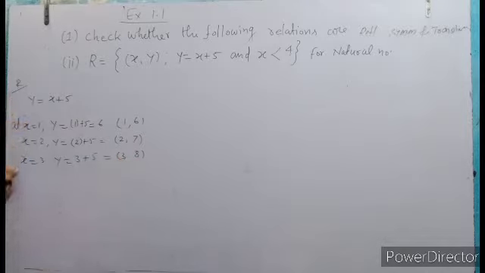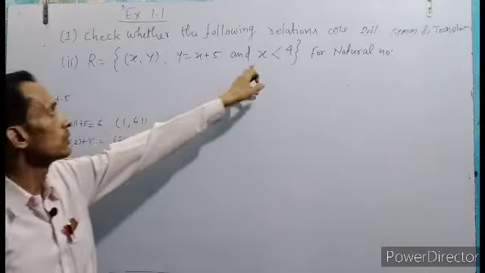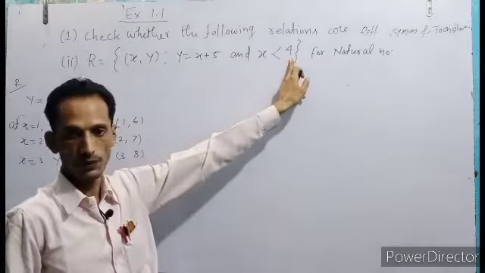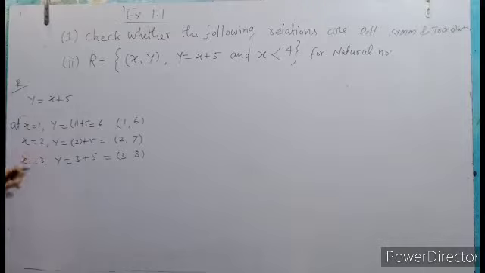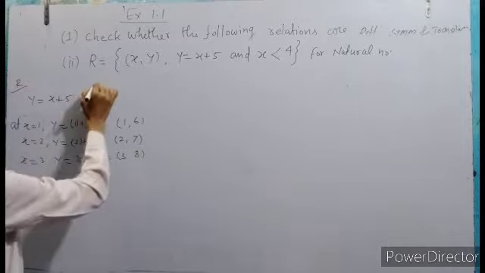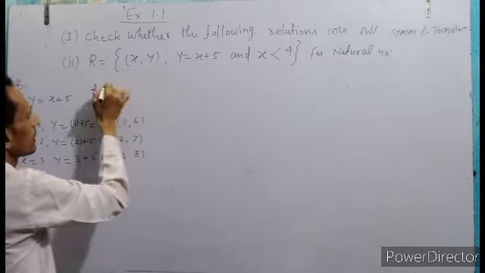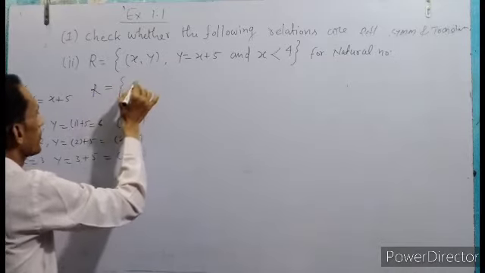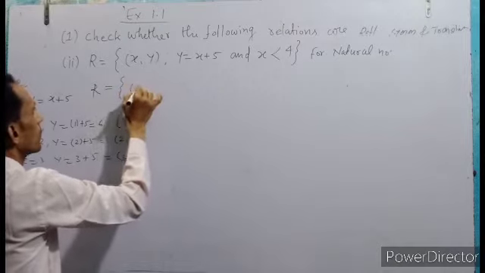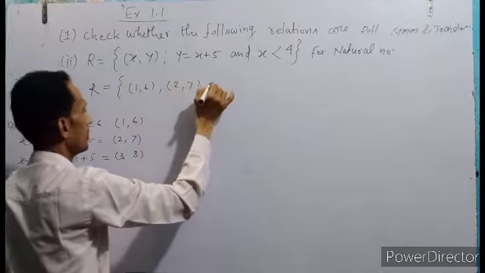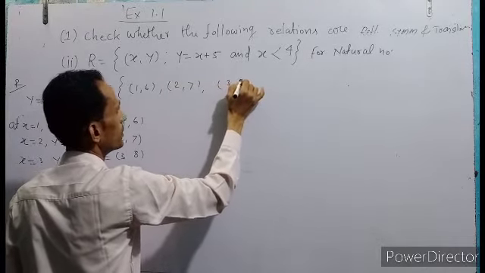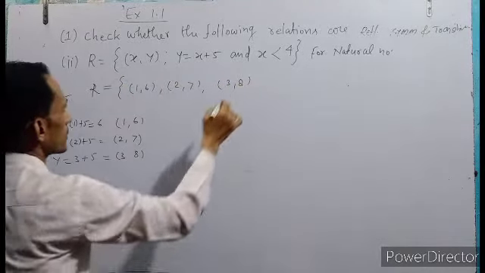After that we cannot go, because x is restricted by this rule: x should be less than 4. So we cannot go in the forward direction after 3. So how many elements are in the relation? We can write the relation in another form, as ordered pairs: (1, 6), (2, 7) and (3, 8). This is the relation.